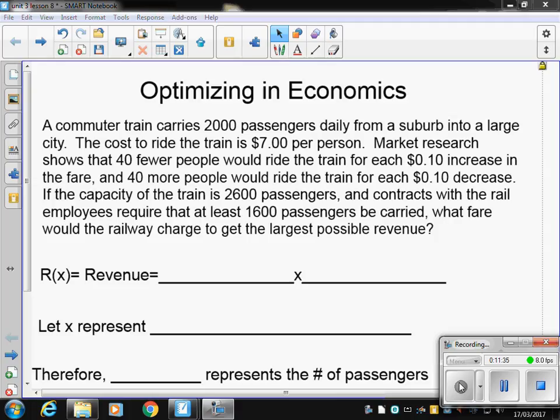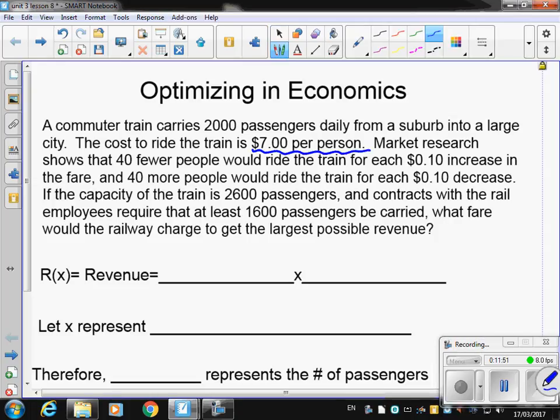Second example is on a handout for you so that you don't have to write it out. But we have a commuter train, carries 2,000 passengers daily from a suburb into a large city. The cost to ride the train is $7 per person. So that's at the beginning of the story. 2,000 passengers. Okay, market research shows that 40 fewer people would ride the train for each 10-cent increase in the fare, and 40 more people would ride the train for each 10 cents decrease.